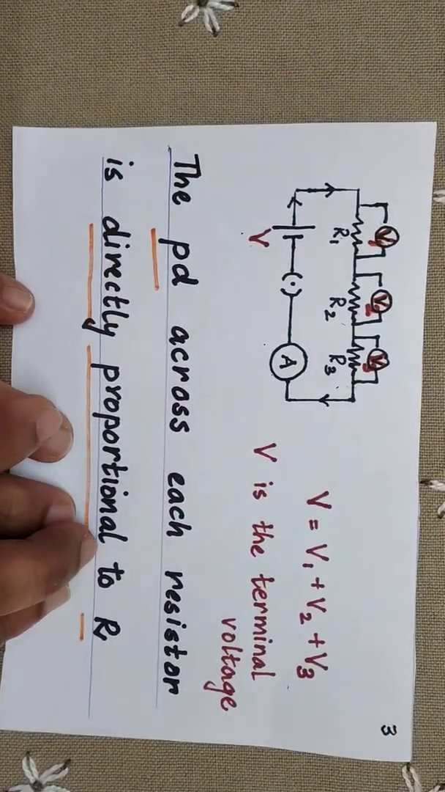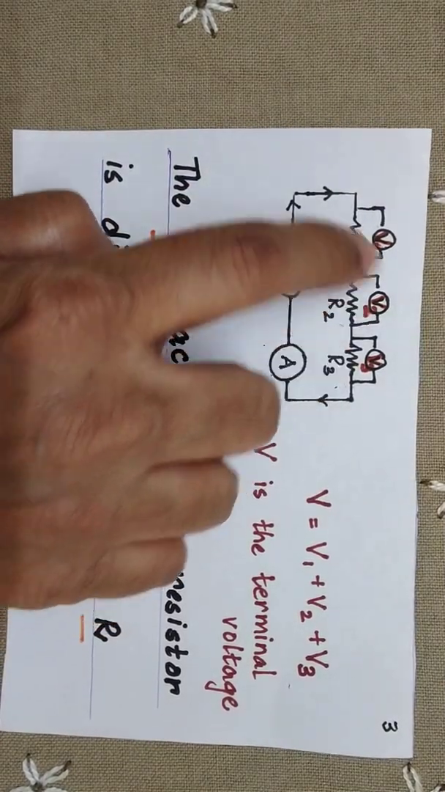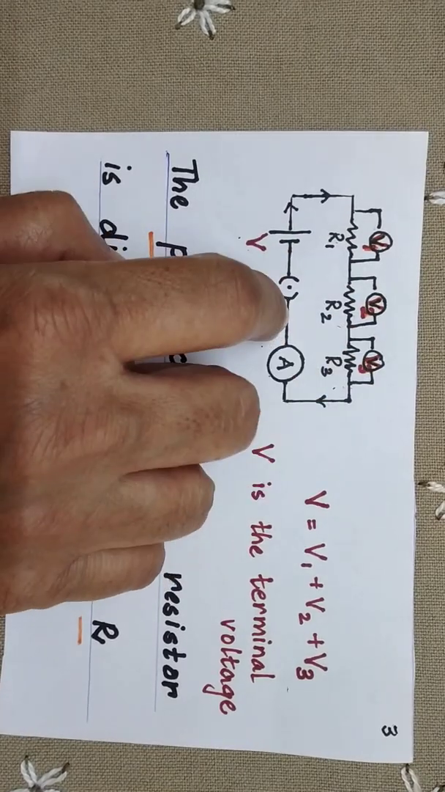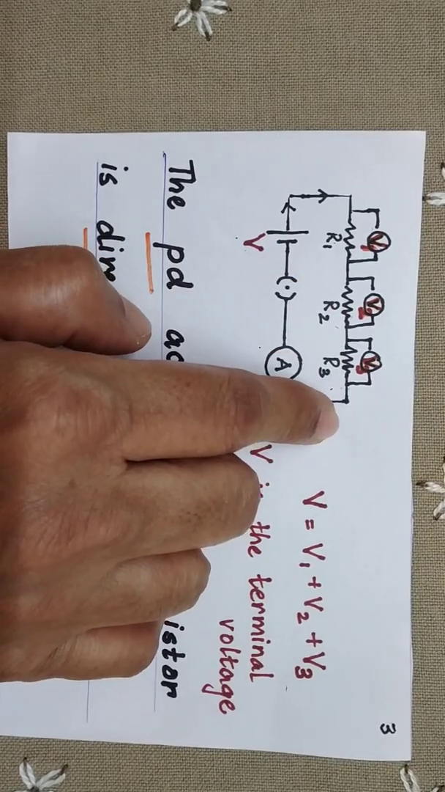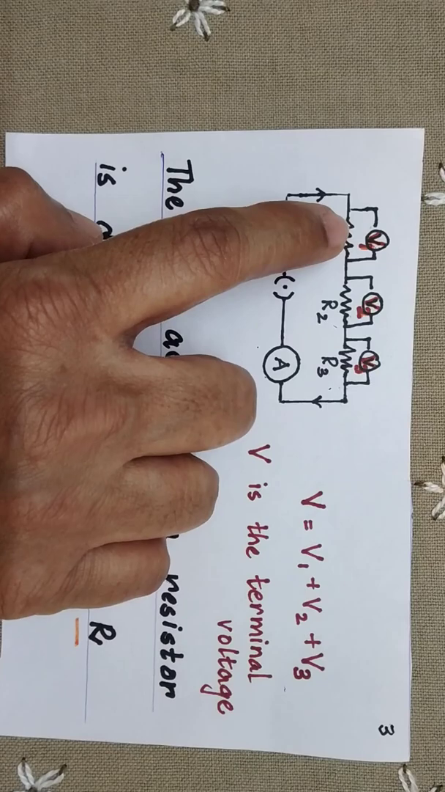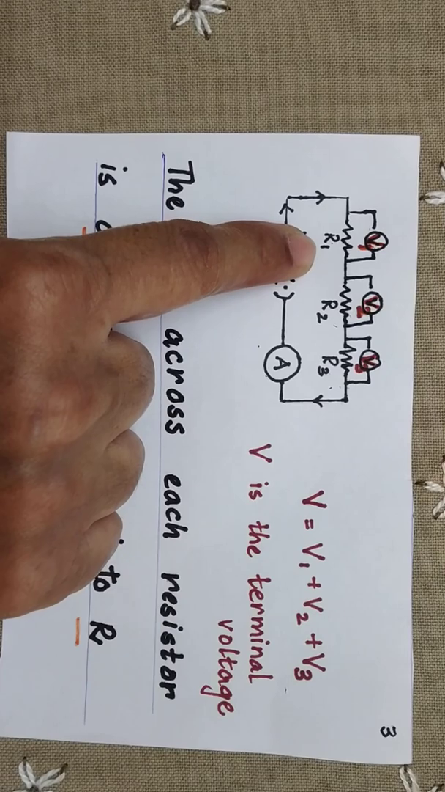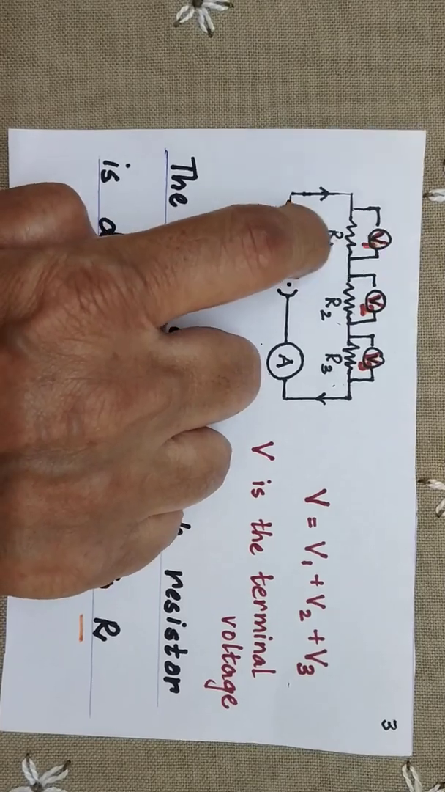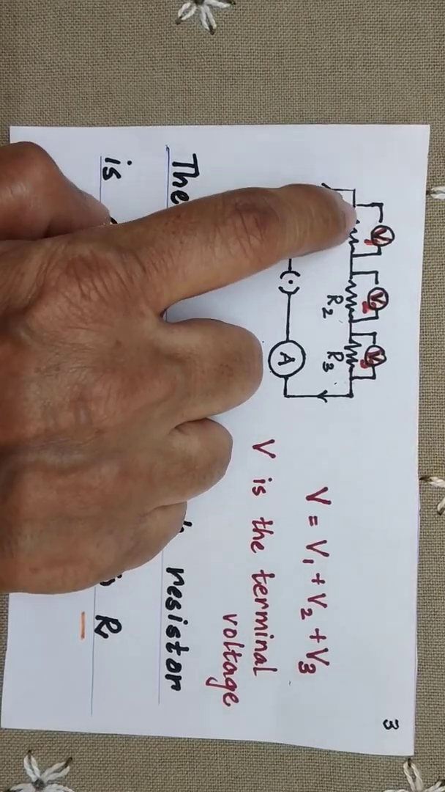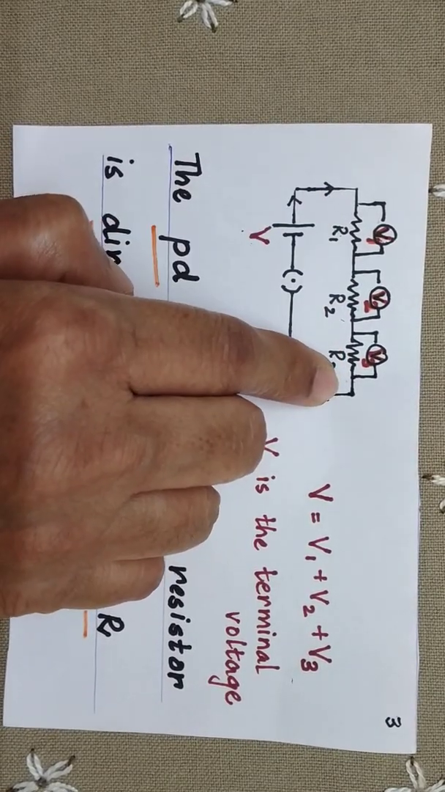Now, the next point is about the potential difference. When you have the resistances in series and when you connect a voltmeter across each resistor, you find that PD across each resistor is different. It depends upon R. And potential difference is directly proportional to R. If R value is greater, V value also will be greater. Remember, PD across each resistance is different when they are in series.